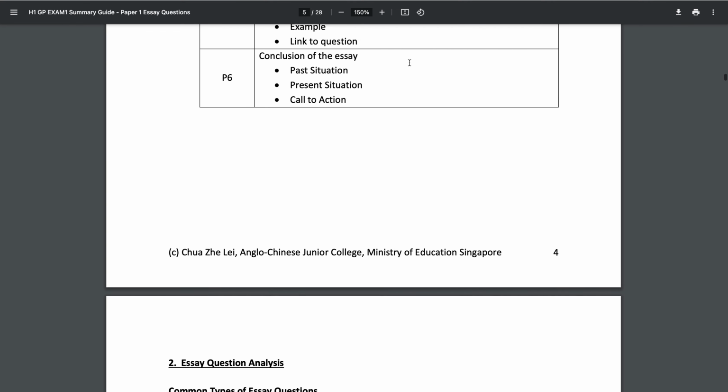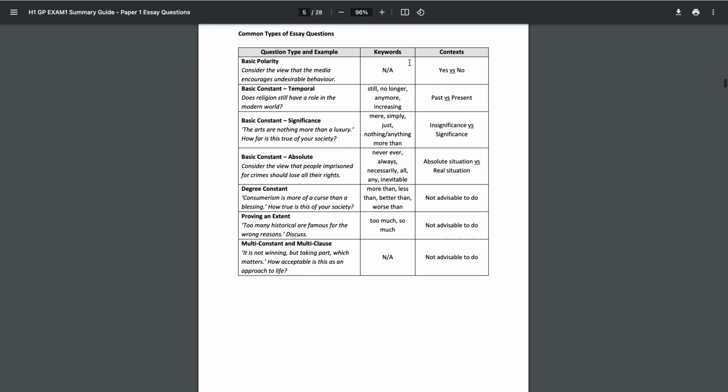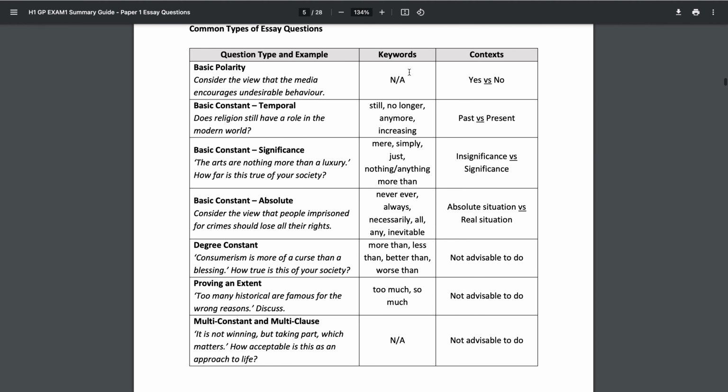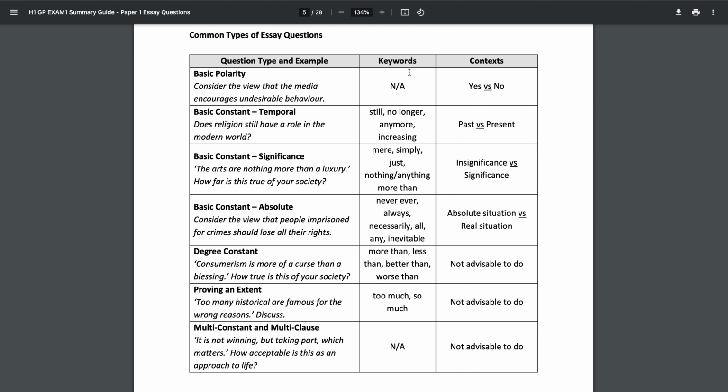Okay, now you may have been taught differently, but this is the very, very simple list of possible essay questions. First and foremost is the one that everybody knows, your basic polarity. Basic polarity is just yes or no. That's all to it. If you're the kind of person that likes to discuss yes or no in a very systematic fashion, maybe basic polarity is for you.